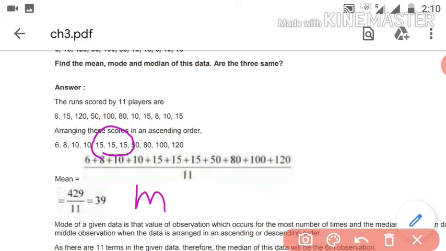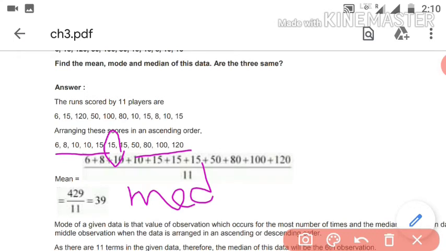Or else from here 5 and from here 5. So which one is the middle? So 15 is the middle one, isn't it? So the median value will be, median is equal to how much? Median is equal to 15.